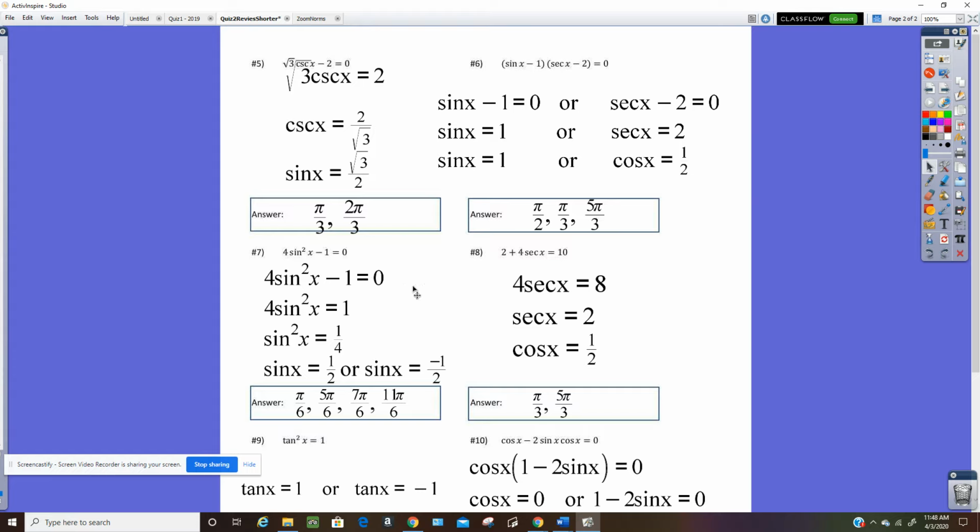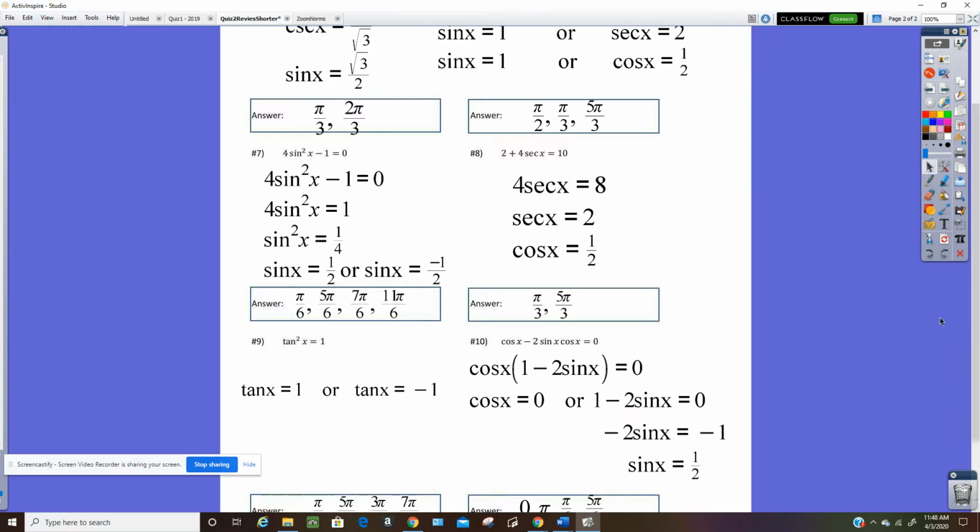And then the next one, you want to add 1 to both sides first, and then divide both sides by 4. So I end up with sine squared x equal 1/4, and then take the square root of both sides. You have sine x equal 1/2, or sine x equal negative 1/2. So where is the sine x 1/2? That's at 30 degrees and 150 degrees.